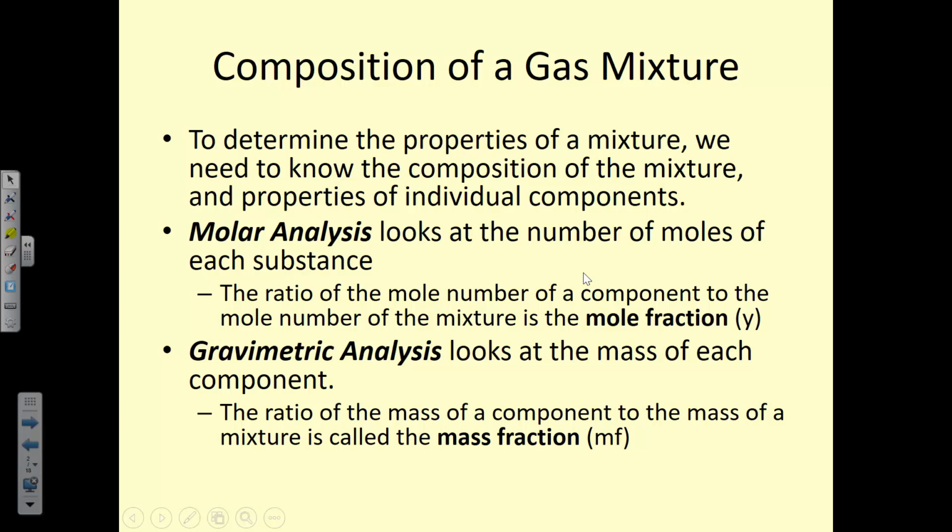But we can look at it in two different ways. We can look at it on the molar basis, so looking at the number of moles of each particular substance, and we find kind of like a conglomerate average. Or we can look at it on the mass basis. So these two different types of analysis. The first is a molar analysis, where we're using the number of moles of each substance. And the gravimetric analysis, where we're using the actual mass of the substance to determine how the overall whole gas operates.